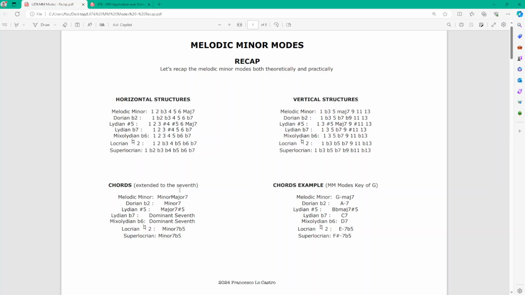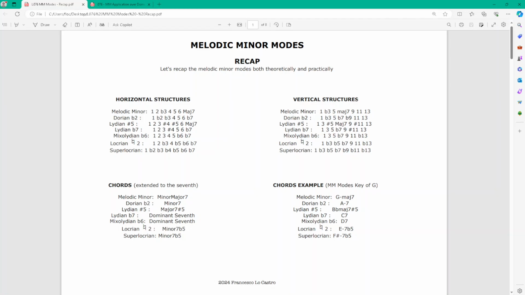Here are the chords, so the 3 sides of the same coin for each individual mode. We know melodic minor is minor major 7 as a chord, Dorian flat 2 is a minor 7, etc. And here is the harmonization of, say, the key of G in this case, of those chords. And they sound like this.